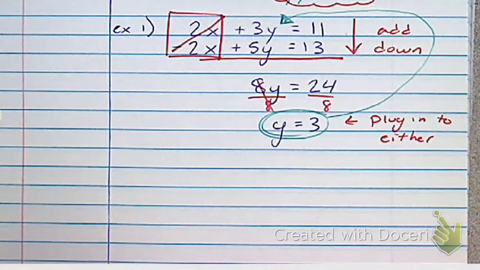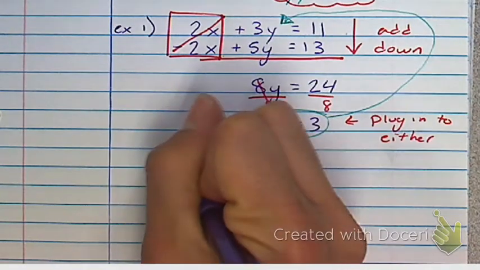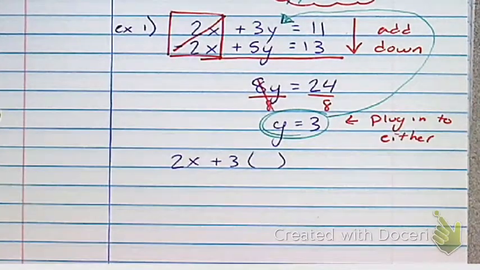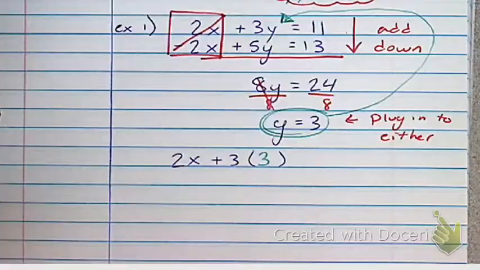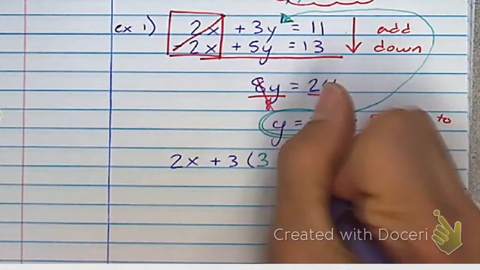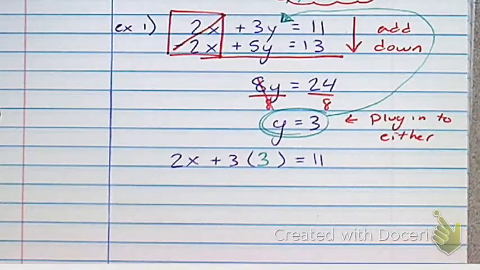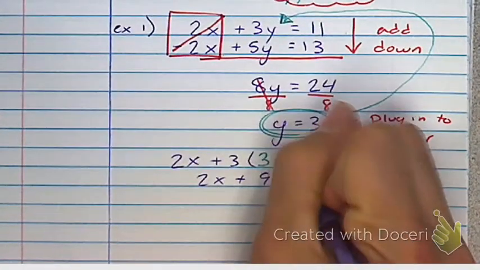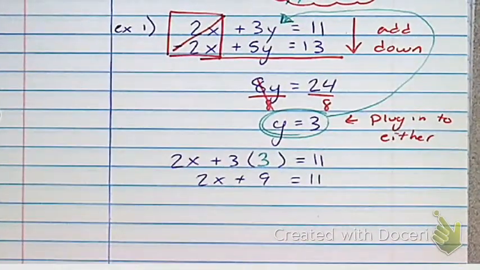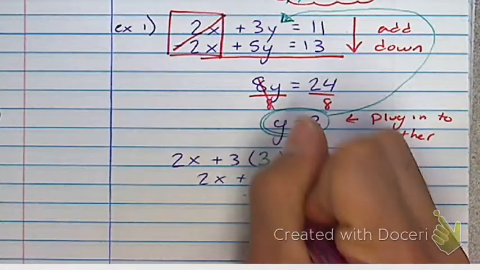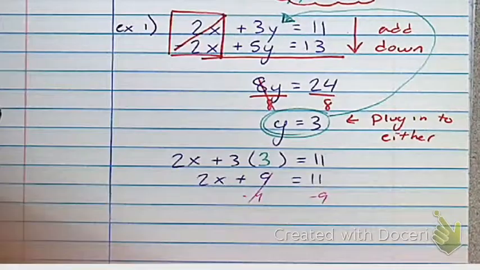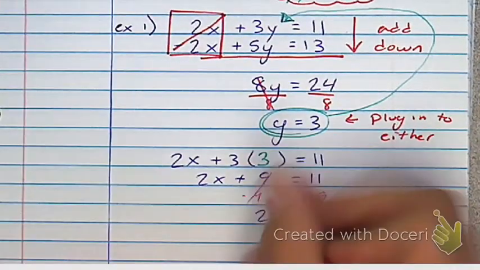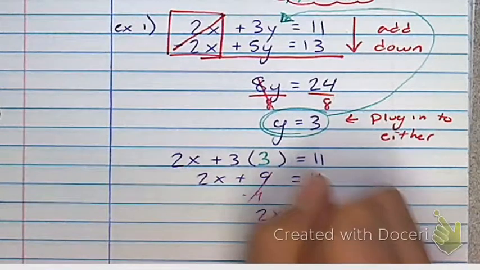And so I get 2x plus 3 times 3 equals 11. What's 3 times 3? 9. 2x plus 9 equals 11. Next. Subtract 9, which gives you 2. 2x equals 2, so you divide by 2. x equals?